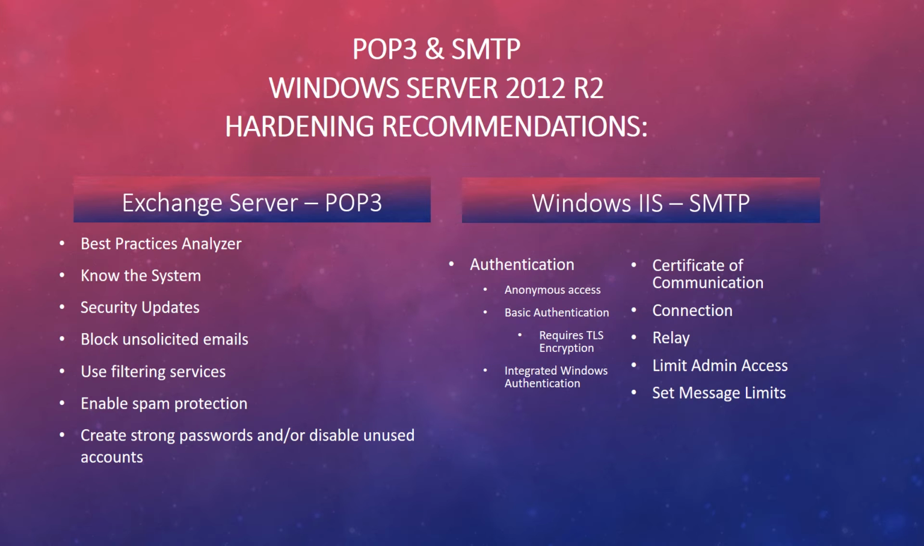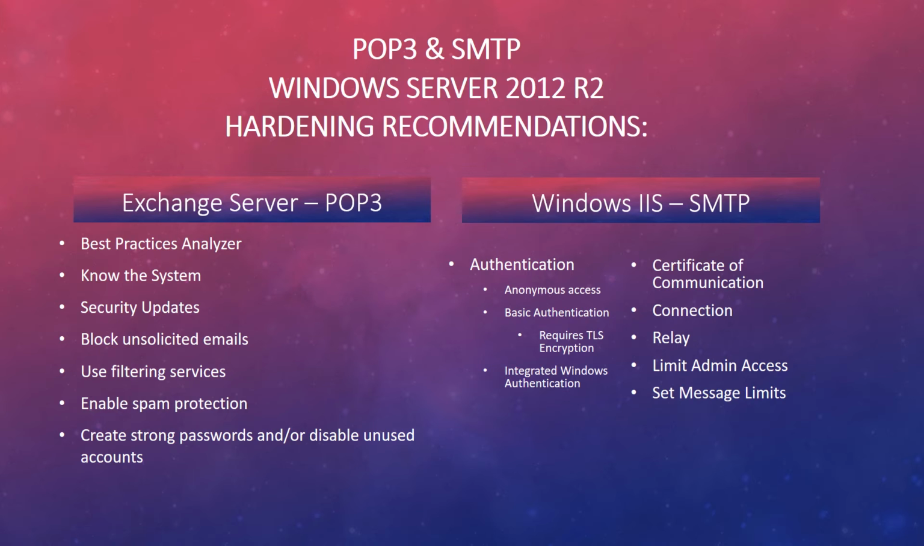For Windows SMTP hardening for Windows IIS, authentication allows you to choose from 3 different methods so that the user can control who's attempting to connect with the SMTP server. Those 3 authentications are anonymous access, basic authentication, and integrated Windows authentication. Anonymous access allows someone to connect without the use of a username or password.